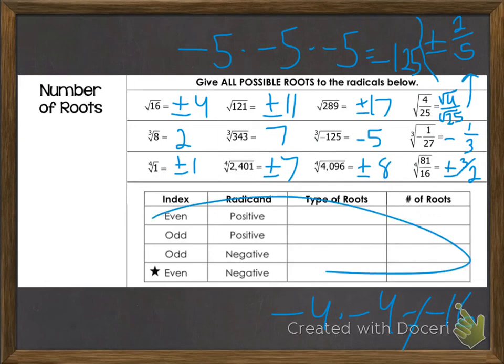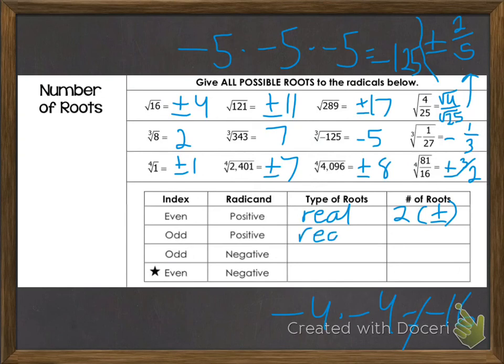So now, moving on to this box down here. Keep in mind, remember the index is the little number up here, if our index is even and the radicand is positive, you're going to have real number roots. You're also going to have 2 of them, and they can be positive or negative. If your index is an odd number and the radicand is positive, then you're also going to have real roots. But this time, you're only going to have 1 root, and it has to be positive.